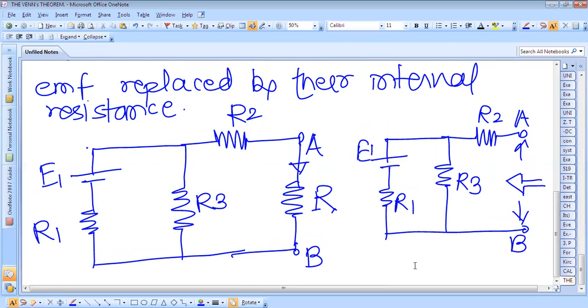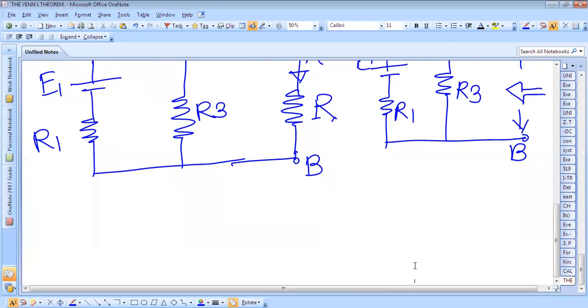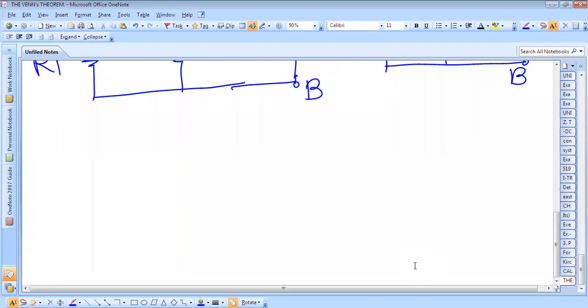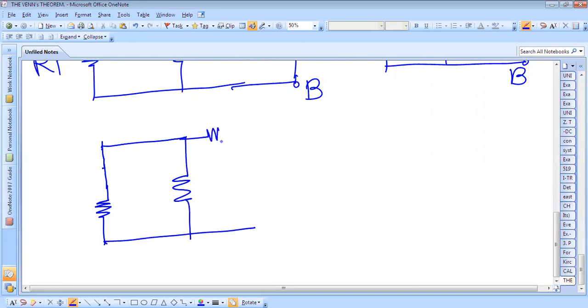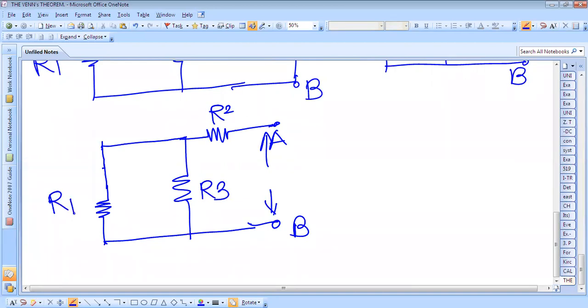So according to this, we have to find the internal resistance and replace the source by its internal resistance. There is no internal resistance, so we just replace it by a short. So this is R1, this is R2, and this is your terminals A and B. This is R3 and this is R1. So here we have to find the total resistance.